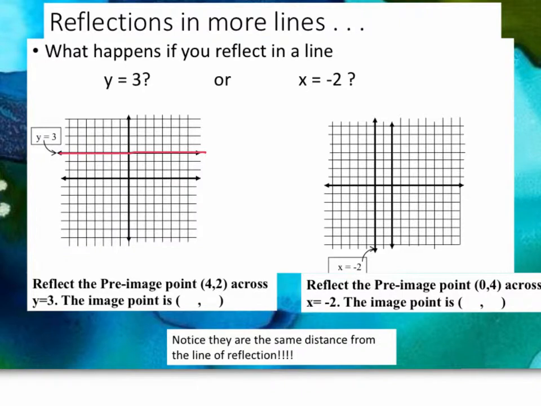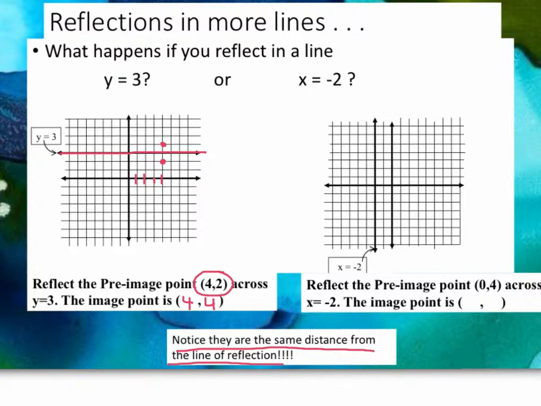And I'm going to reflect the pre-image point 4, 2. So 4, 1, 2, 3, 4, and 2 is right here. Okay, 4, 2. And we're going to reflect it across the y equals 3. You don't need the formulas, because the formulas were only used for x and y axis. When you have a different line, you just use the same distance. So if it's 1 away, it will be 1 away up there. So my new image is going to be this red dot there, and that is at point 4, 4. Notice they are the same distance from the line of reflection.